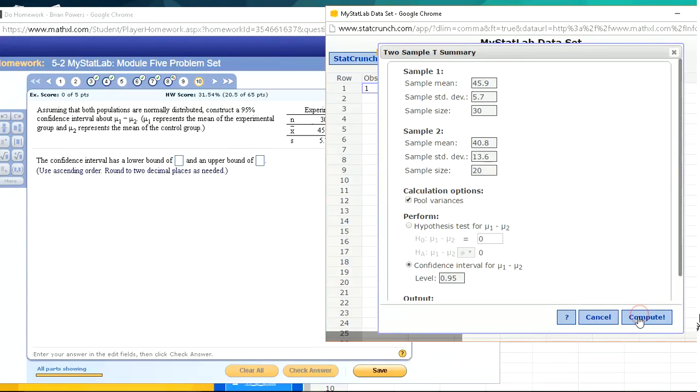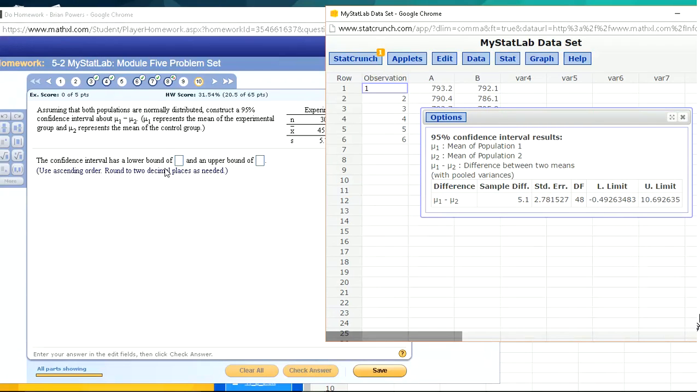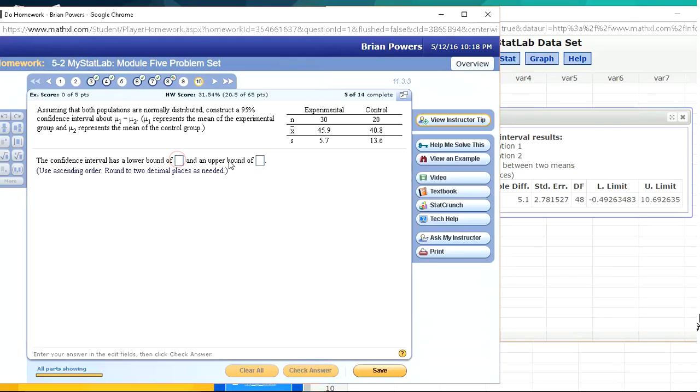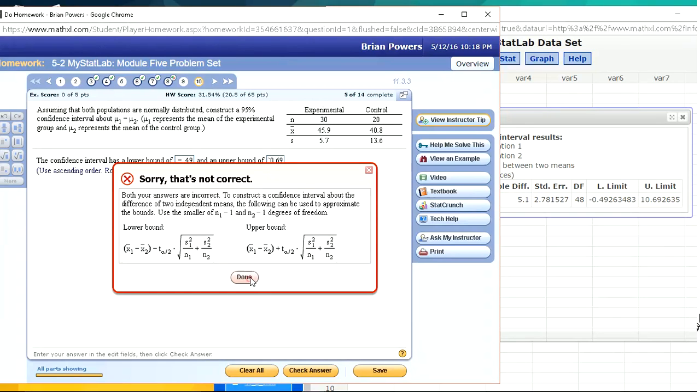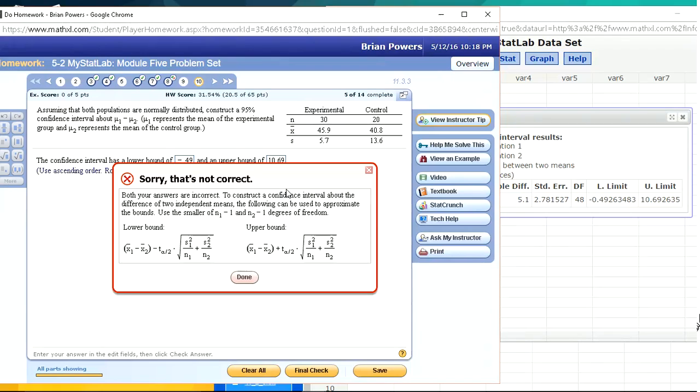I'm just going to compute this, and okay, I've got my numbers there, lower bound, upper bound. So let's type it in: -0.49, 2 decimal places, that's all I want, to 10.69. Oops, look at that. I put in an apostrophe. 10.69. Yeah.